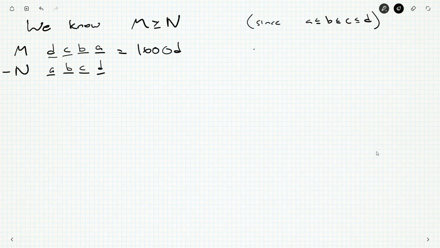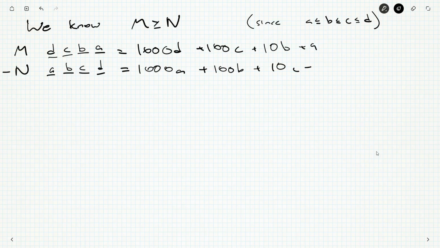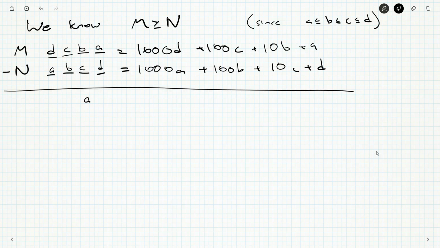So this is 1000d plus 100c plus 10b plus a. I'm betting the difference will have 999s in there somewhere. So 1000 a plus 100b plus 10c plus d, and we take the difference, we get 999d. We'll even group the d and the a together, because that helped us last time. And then 100c minus 10c is 90c, and so we'll have 90c minus b.